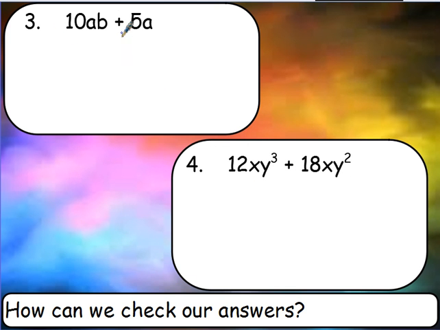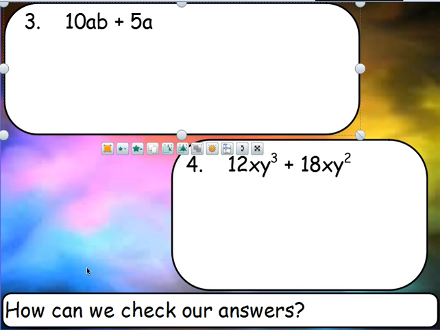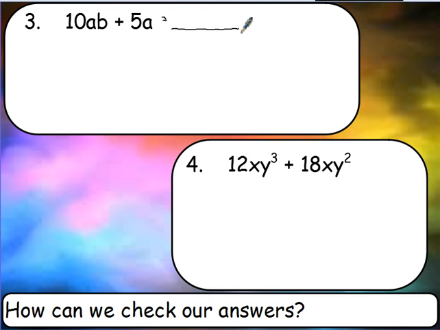Example 3. Now I see two variables, a single variable, and then numerical coefficients. Let's see what they have in common. Well, between 10 and 5, we all know that a common factor would be 5. They're both divisible by 5. So let's start there. So this 10 and this 5, I could divide by 5. Now I also see that there is an a in common in both, and the highest power in each is just to the first power.